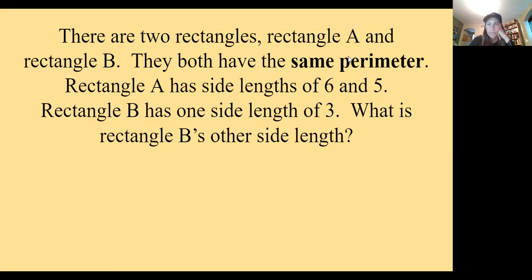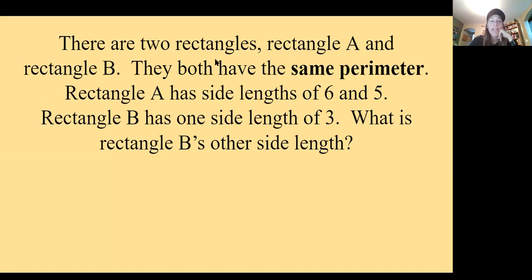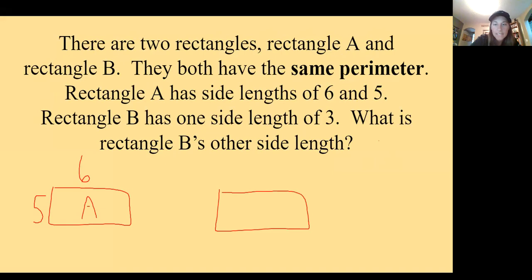All right. This is our last question that we're going to go over today. There are two rectangles, rectangle A and rectangle B. Again, they both have the same perimeter. Rectangle A has side lengths of 6 and 5. So we're going to draw rectangle A here. It's got side lengths of 6 and 5. Rectangle B has one side length of 3. We don't know what the top one is. We need to figure out what rectangle B's other side length is.